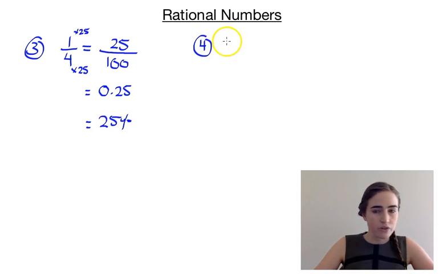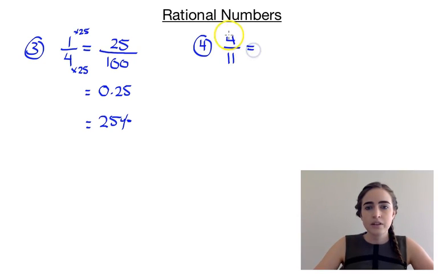All right, let's look at one more example. So this one, we've got 4 over 11. With this one, if we're trying to convert this to a decimal, we can't use the same method we did over here, because 11 isn't a factor of 100 or 1,000 or 10,000 or any of those numbers. So what we're going to do instead is actually divide. Like you used to do when you first learnt division, we're going to go 4 divided by 11.